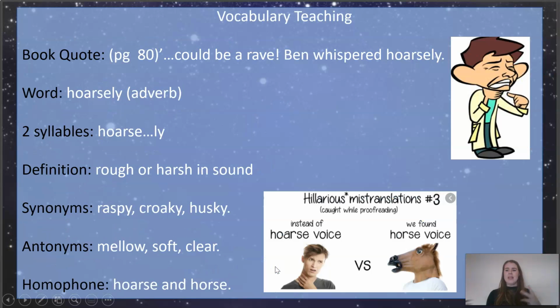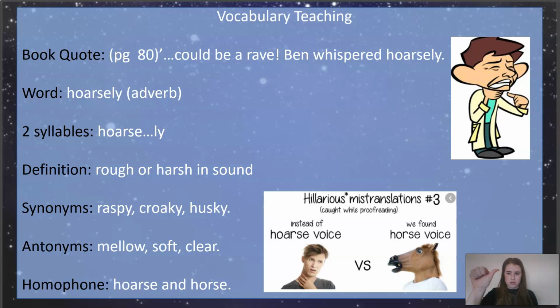So let's have a look at one of our first words on here. On page 80, one of the sentences says, "Could be a rave," Ben whispered hoarsely. Okay, so the word we're going to be looking at is hoarsely. Now you might have heard someone describe their voice as being quite hoarse when they've had a cough or a cold. And it's almost like when they start to lose their voice a little bit. Now it's an adverb, so it describes how someone says something. So you could change it to an adjective where someone has a hoarse voice, or you can say that someone spoke hoarsely. Okay, so that's the adverb.